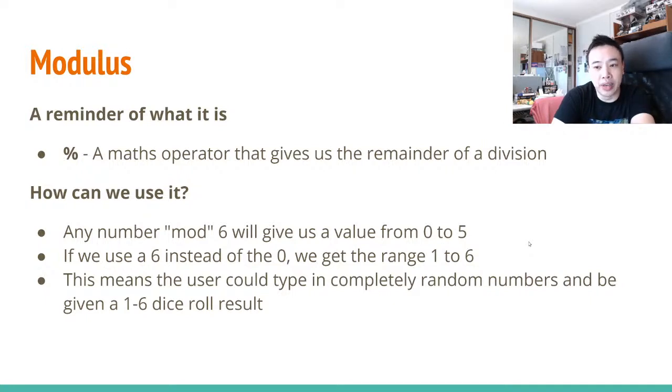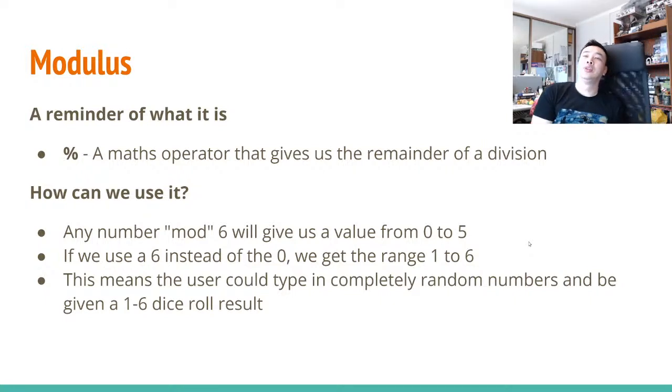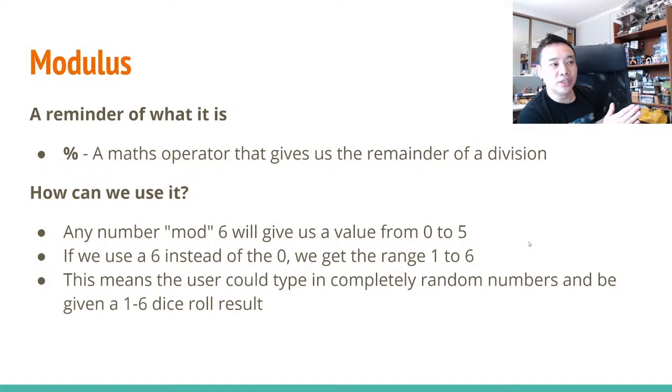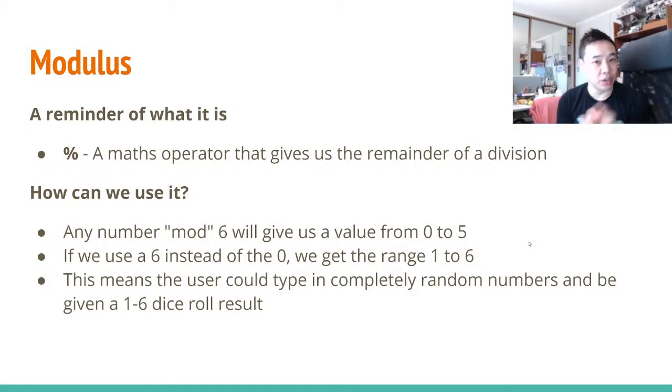Modulus will give us the remainder, which means we could turn this dice check program into something that acts a little bit like a random number generator. It's not going to be exactly a random number generator, but it'll be a little bit like one. We can take any number the user types in, and mod that number with 6, and that will give us the remainder if that number was divided by 6.